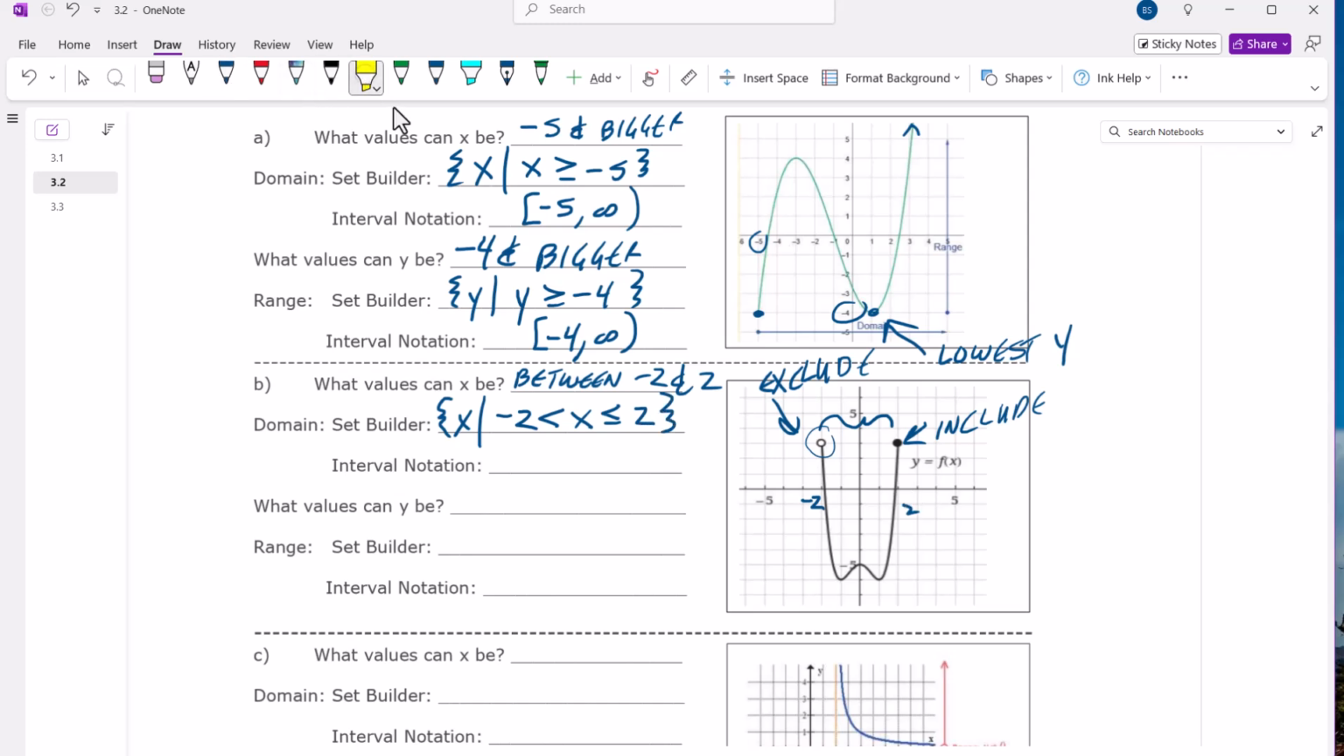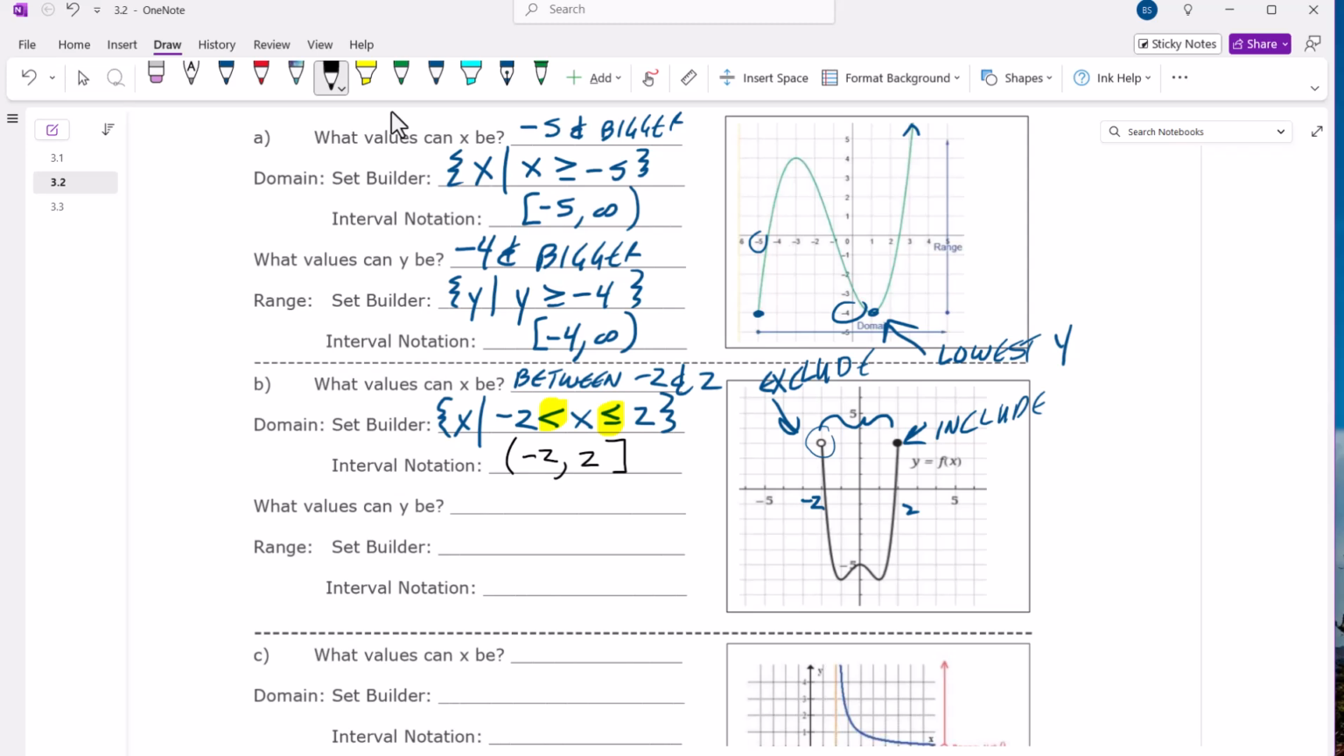So what that does is this is the way of saying include. Less than says exclude. Okay, so that's how that would go. Interval notation would be parenthesis to exclude and bracket to include. So that's how that would go.